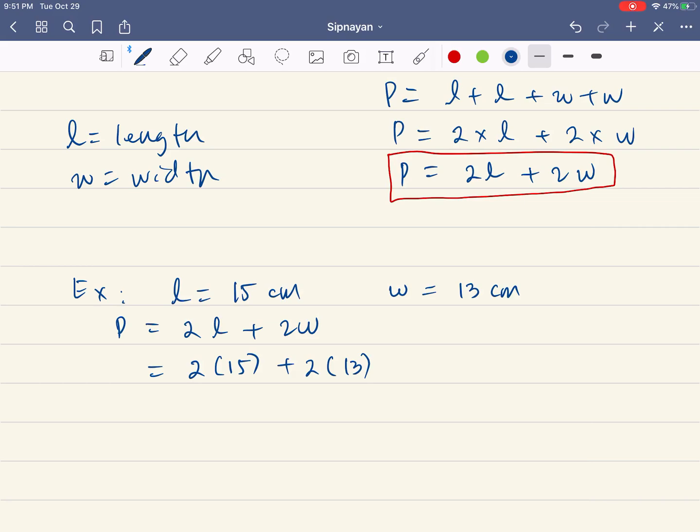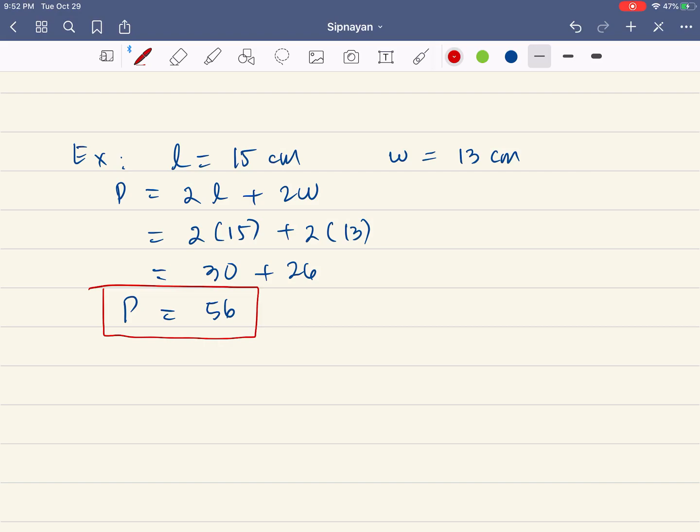Minsan makikita nyo sa mga books 2 times 15 o kaya 2(15). Pag may parenthesis, ibig sabihin niya multiplication din yan, kung mga hindi pa nag-algebra at hindi pa kayo familiar. So here we have 2 times 15 is 30 plus 2 times 13 is 26. So this is equal to 56. So perimeter is equal to 56.